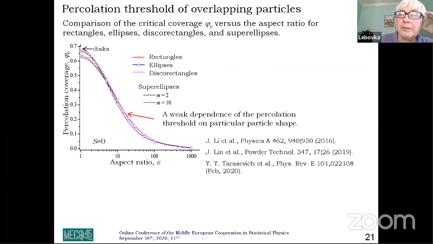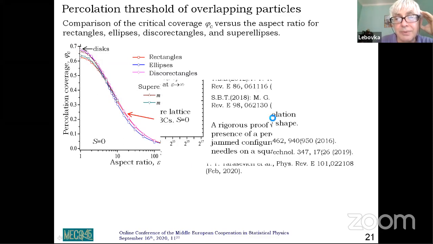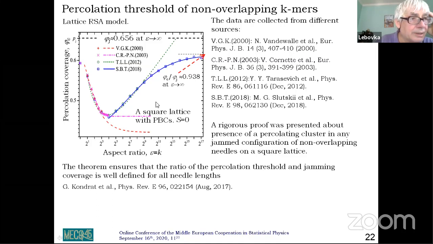The percolation threshold was analyzed also for different overlapping particles, and here we represent the results for overlapping particles. You see that for this percolation coverage versus aspect ratio, we always observe such a decreasing function, and in other works also, and a weak dependence of the percolation threshold on particular particle shapes. And finally, our results related to the percolation coverage versus the aspect ratio for non-overlapping particles.